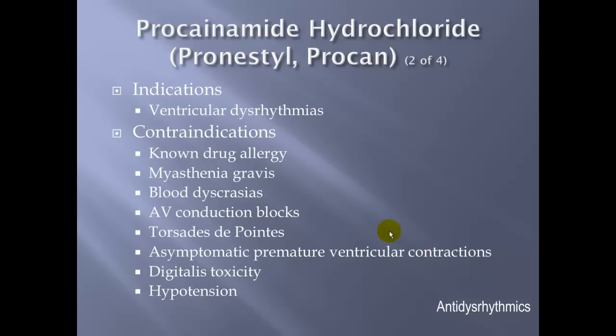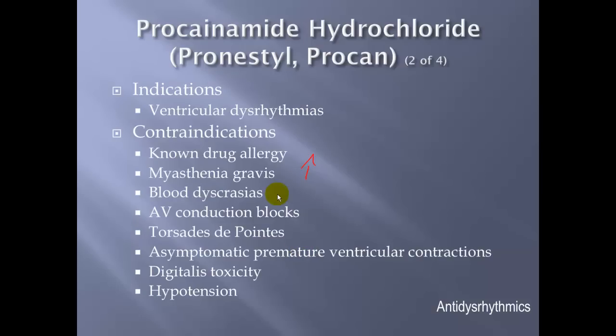Indication: ventricular dysrhythmias. Contraindications: known drug allergy, myasthenia gravis. It does have an increase in parasympathetic tone, just a little bit. Blood dyscrasias, which means pretty much a blood disorder of any type, high white count, polycythemia with the red blood cells, and so on. AV conduction blocks, torsades de pointes, asymptomatic premature ventricular contractions, just PVCs that have no symptom with it, dig toxicity, and hypotension.